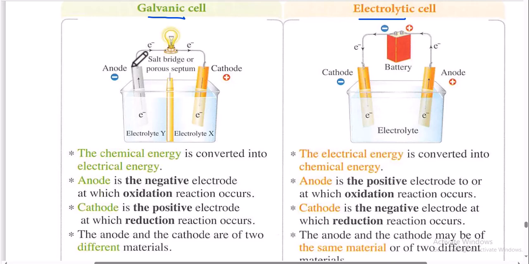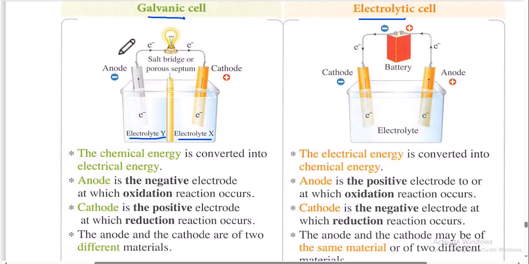So the more active electrode is corroded, and it is the negative electrode, and acts as the anode. The less active electrode acts as the cathode. It is the positive electrode. So the galvanic cell consists of two different electrodes and two different electrolytes, the electrolyte of metal Y and the electrolyte of metal X. Different electrolytes and different electrodes produce electric current, converting chemical energy into electric energy.